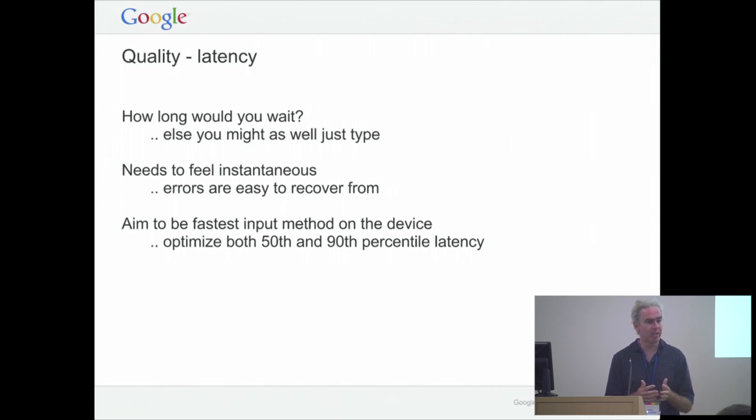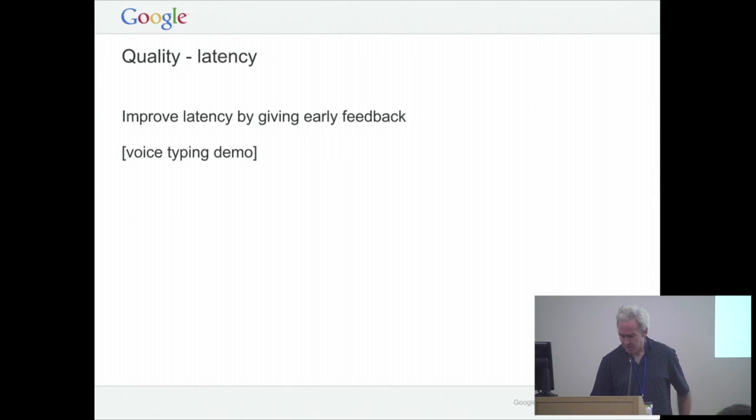We measure things like what is the 50th percentile latency. That's the average. But average doesn't tell you a lot. Maybe the 90th percentile is 4 seconds. That means somebody at the edge of our curve is getting a 4-second experience. That's really bad. So we optimize the 90th percentile latency to be less than a second. Okay. So another way to improve latency is also to give the user early feedback.